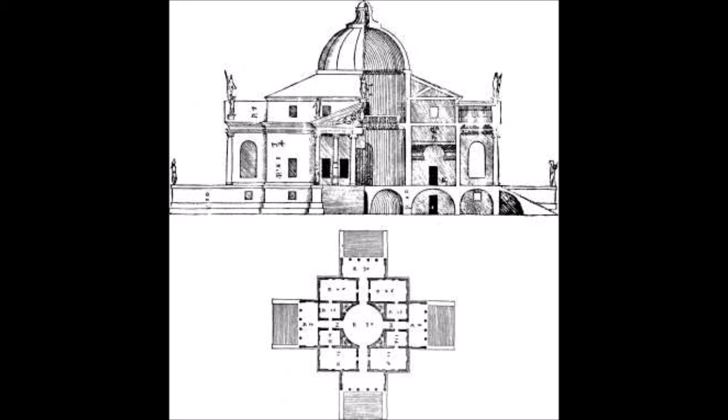Palladio's Four Books of Architecture was first published in 1570. This architectural treatise contains descriptions and illustrations of his own architecture along with the Roman buildings that inspired him to create the style.